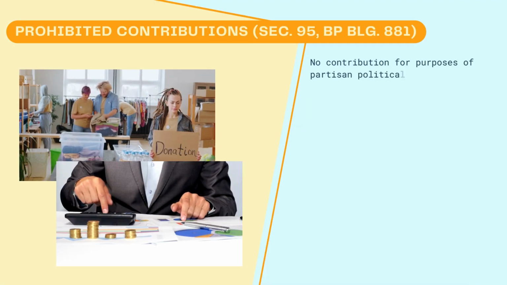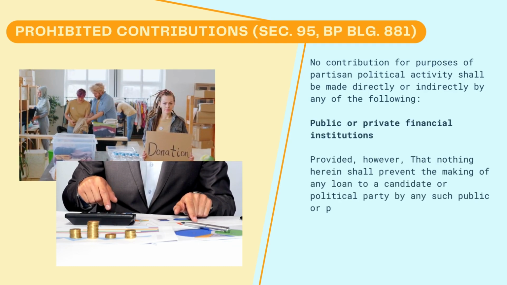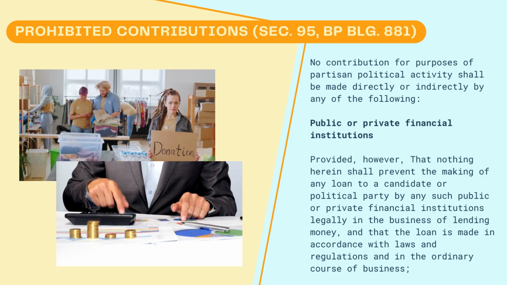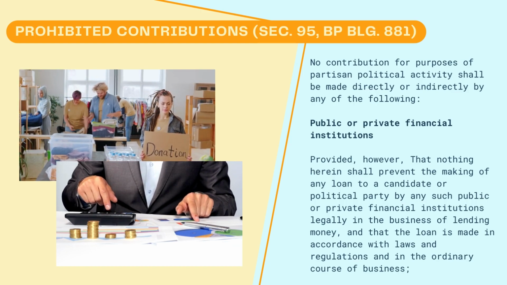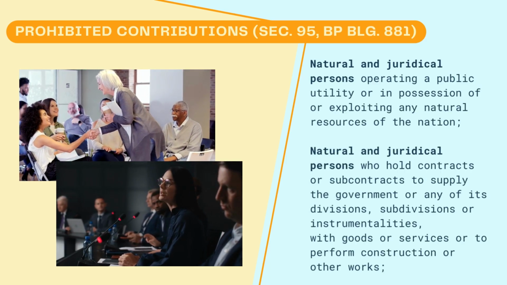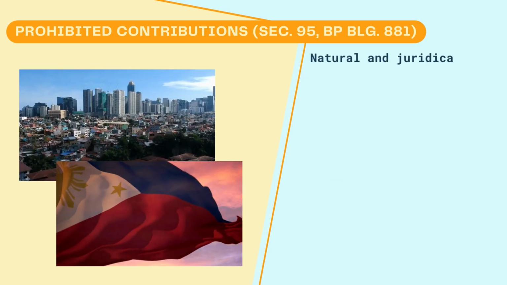Expenditures incorporate payments and agreements to spend money for election influence and consider the candidate's personal property use at local rates. Prohibited contributions. Financial institutions can't make contributions for partisan politics, but they can provide loans to candidates or parties following laws and regular practices. Certain groups and individuals are prohibited from contributing to election campaigns.